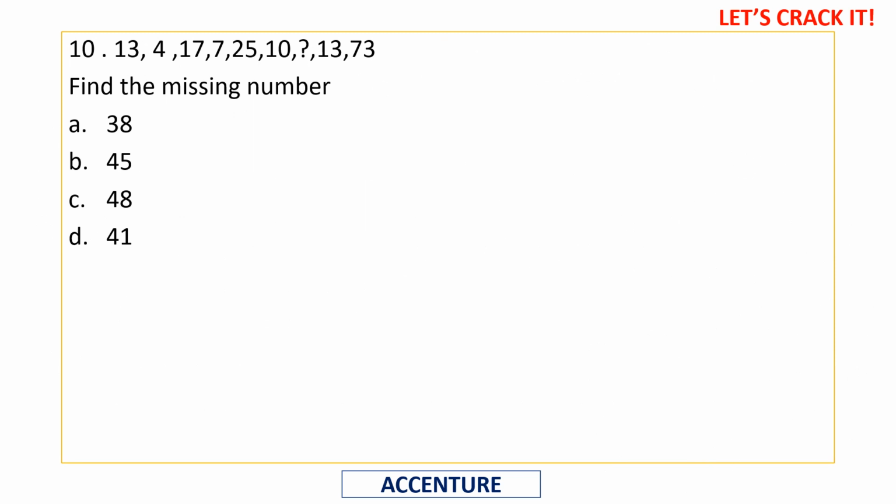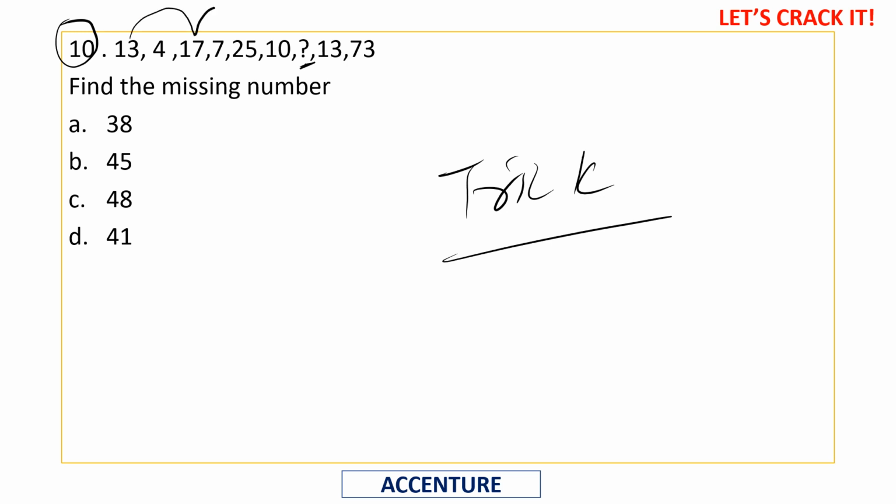Moving on, here comes a pattern. Like there is a series, we are supposed to find the missing number somewhere here. So 13, 4, 17, 7, 25, 10, a missing number followed by 13 and 73. Here the trick is simple, there are two independent series in the given series, like 13, 17, 25, the missing number, and 73 is one series, and 4, 7, 10, 13 is one series. Now let's find out how.